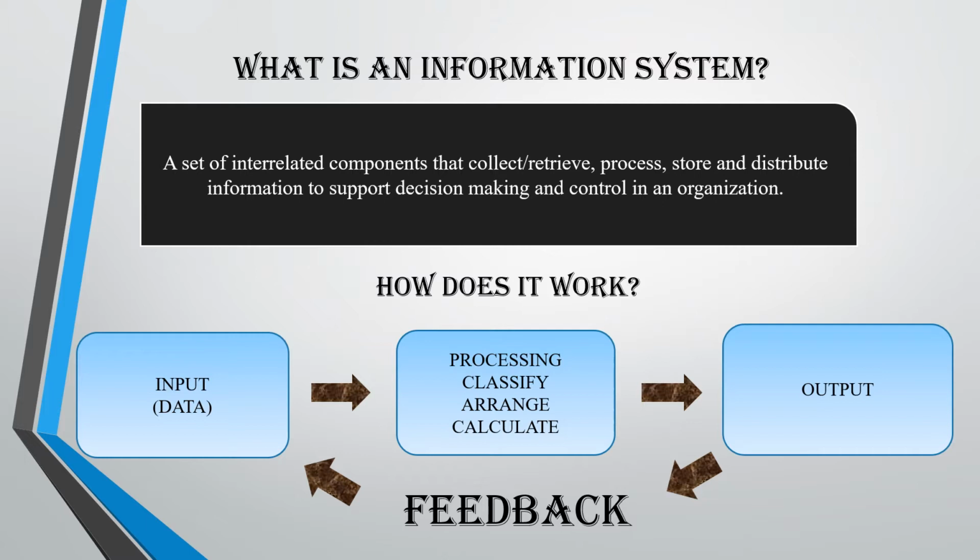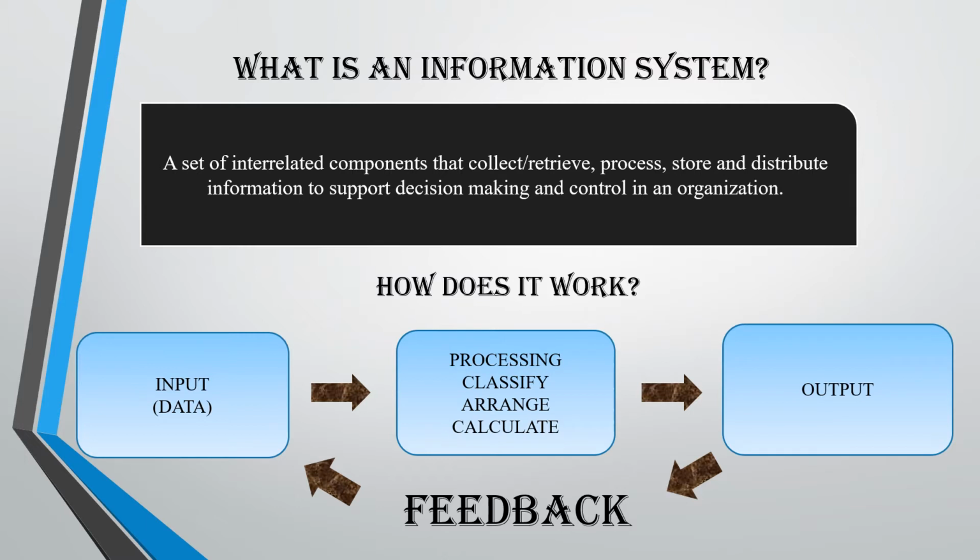And we must know how the information system works. An information system has three stages to make sure it works. Firstly, input. Input is to capture or collect raw data from within the organization or from its external environment. Then, processing. Processing is to convert this raw input into a meaningful form.